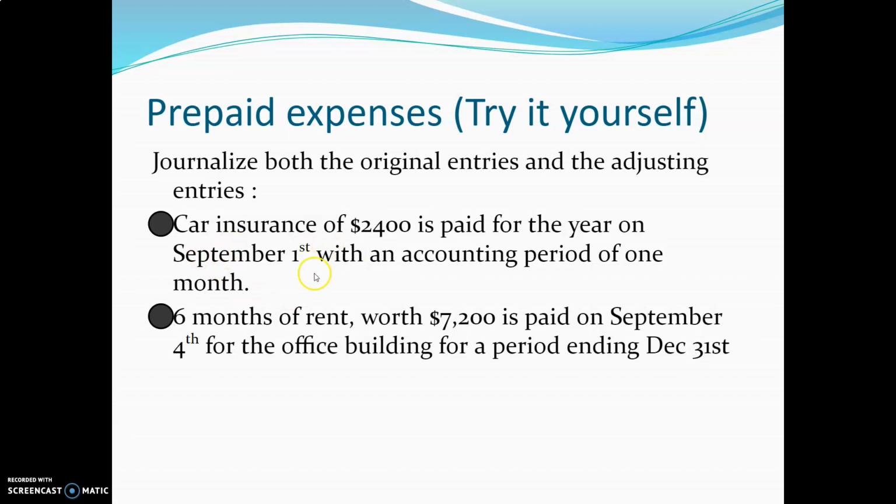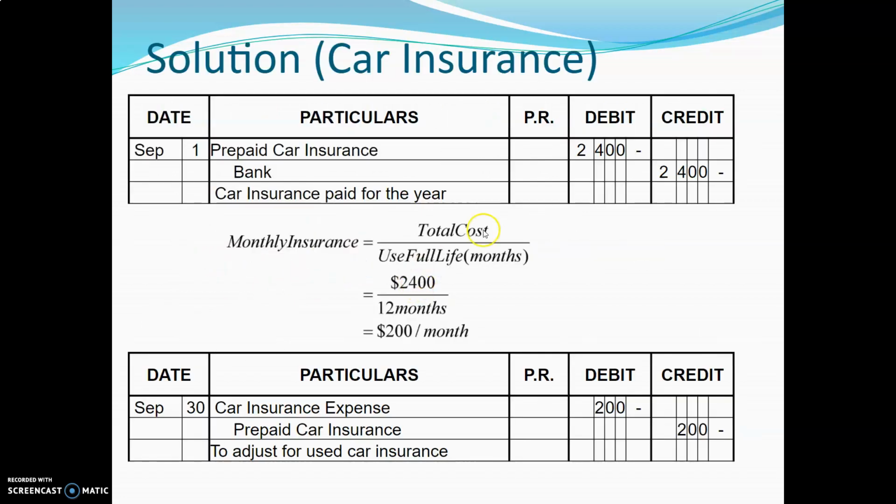Now at the end of September, September 30th is when we're going to be making our adjustment. Let's just see what this looks like visually. So our prepaid car insurance gets paid $2,400, and at the end, we credit bank. There we go. Car insurance is paid for the year. But when we go to do the adjustment, we can't just expense all of this. At the end of September, September 30th, we only have to expense 1 month.